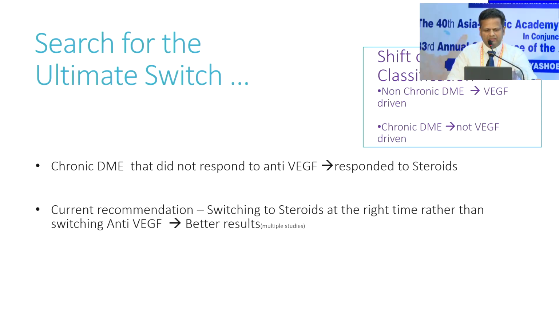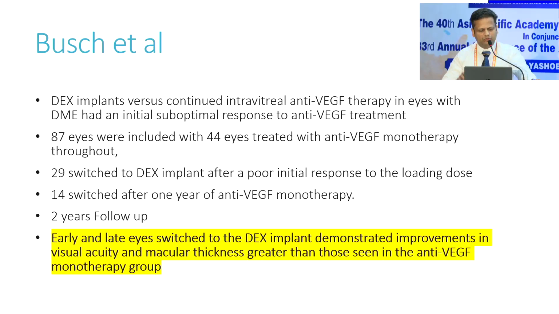So in the search for the ultimate switch, there has been a shift currently in the classification from non-chronic diabetic macular edema, which is VEGF-driven, to a chronic diabetic macular edema, which is not VEGF-driven. The current recommendation is that switching to steroids at the right time rather than switching anti-VEGF has shown better results in multiple studies. Bush et al. showed us that early and late switch to dexamethasone implant demonstrated improvements in visual acuity and macular thickness greater than those seen in the anti-VEGF monotherapy group.